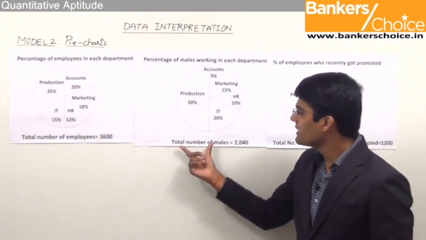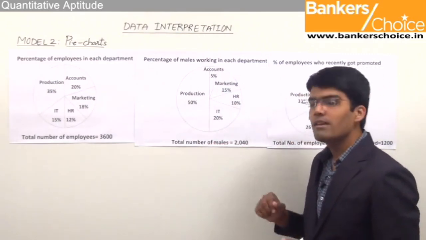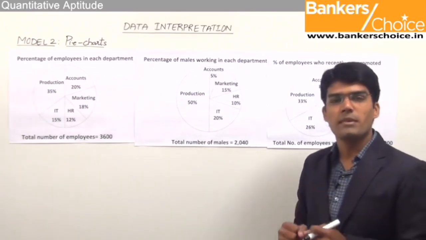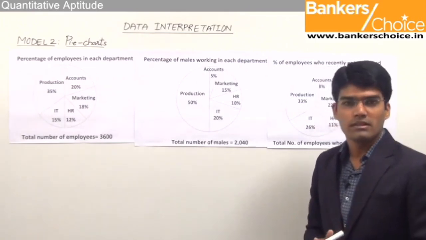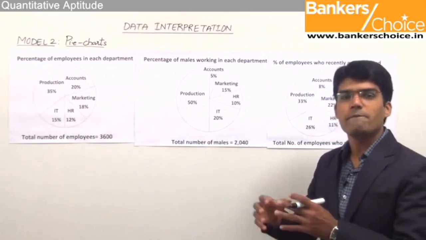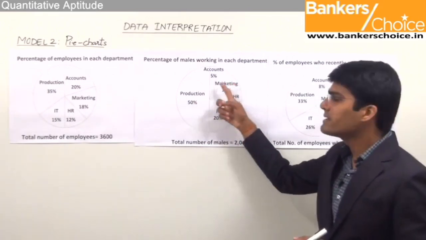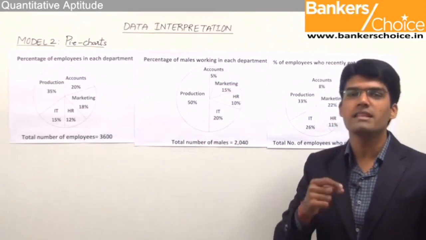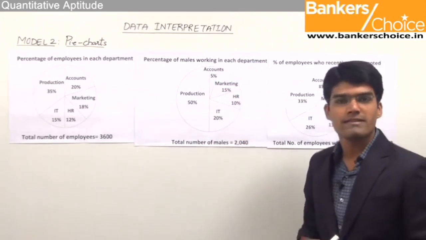And below the pie chart, it is given that total number of males are 2040. That means in this organization, total number of males are 2040. Now these 2040 males have been distributed among various departments as per the given percentages. So if we have to find out the number of males in each of the departments, then we need to go for the second pie chart here.